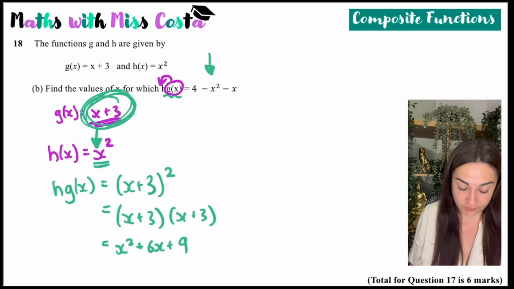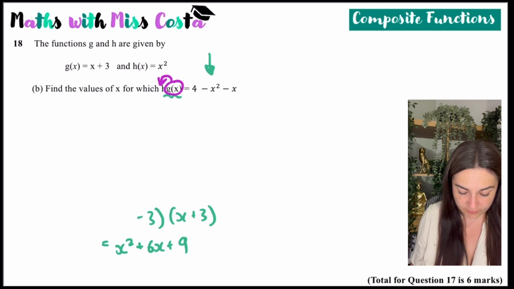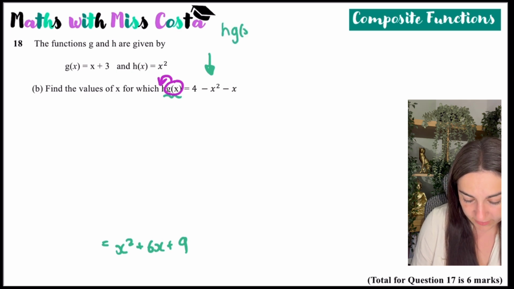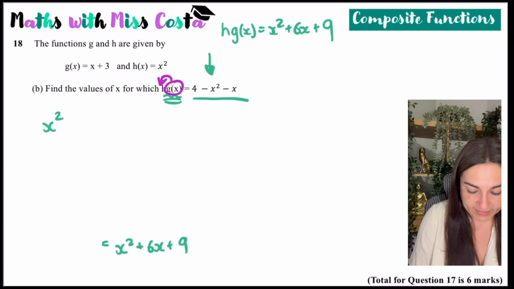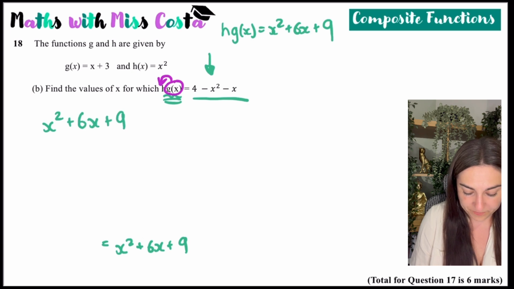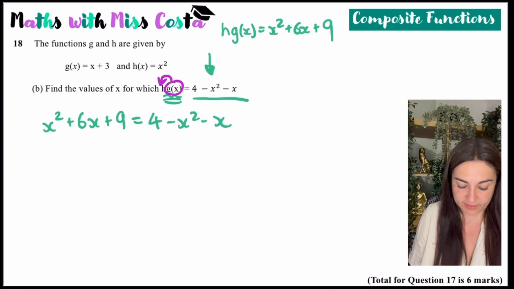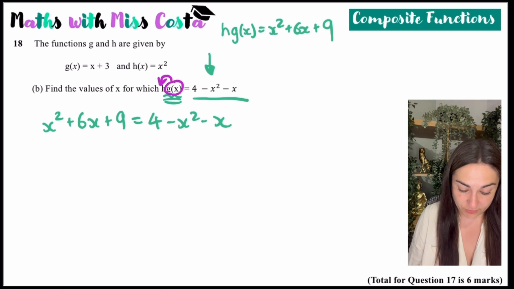I'm doing it a bit quickly, but you can take it slower. So I know that hg of x equals x squared plus 6x plus 9, and I need to make this equal to this. So I'm going to say x squared plus 6x plus 9 is equal to 4 minus x squared minus x. Then I just have a double-sided equation, and all I want to do is rearrange it, simplify it, and figure out the values of x.